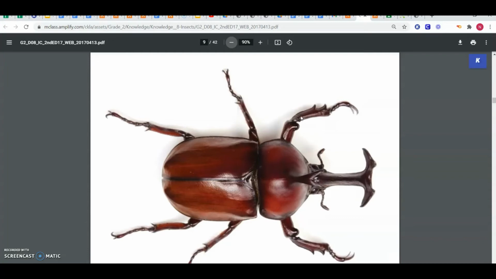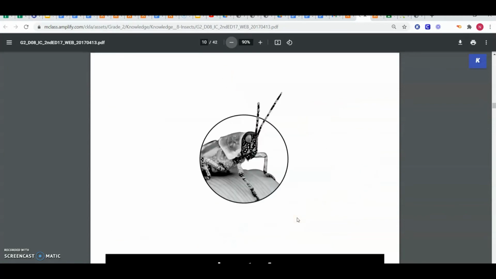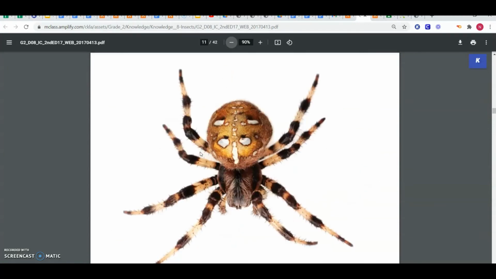Let's try our beetle. 1, 2, 3, 4, 5, 6. And our spider. 1, 2, 3, 4, 5, 6, 7, 8. Our spider has 8 legs. Is a spider an insect? No. A spider is not an insect. Remember, insects have 6 legs. Insects have 3 main body parts, but this spider only has 2, and too many legs.